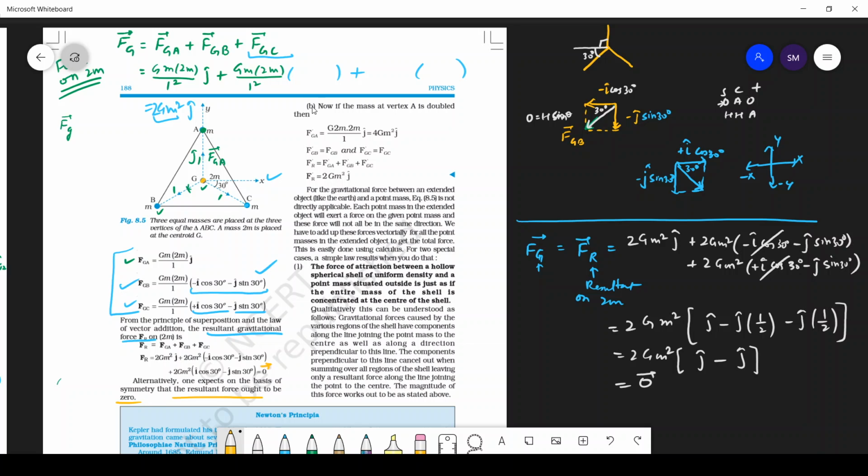Now the second part: what if instead of 2m I have 4m at the center? So what is the difference if I have 4m at the center? If the mass at the vertex is doubled, then the magnitude will be doubled.